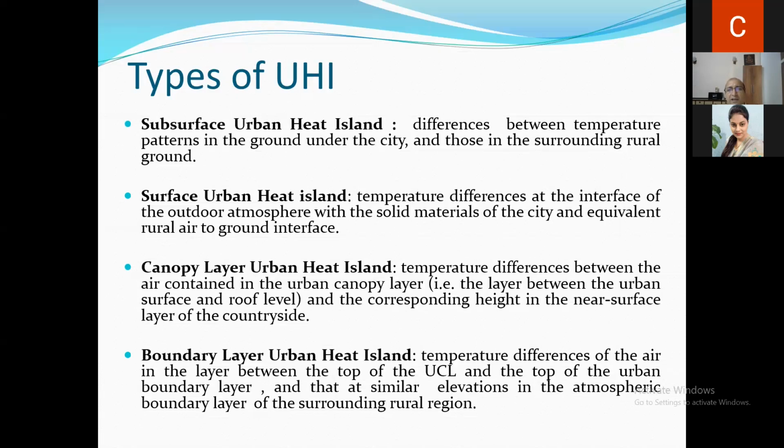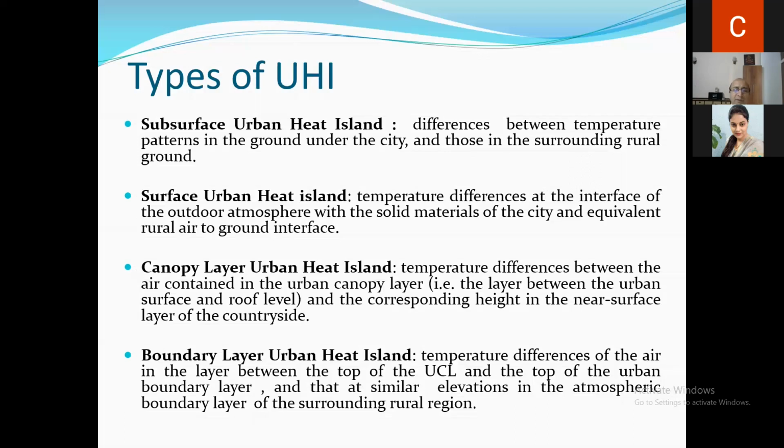Then there is something called the canopy layer urban heat island. This basically refers to the temperature differences between the air contained in the urban canopy layer, that is the layer between the urban surface and the roof level. So there is an average roof level of the buildings that you can talk about in a city, and the corresponding height in the near surface layer of the countryside. What is the canopy? In rural areas, if it is agricultural land, it may be a crop level height, or if it is a forest, it may be a tree level height, or if it is a village, the canopy height may be different. So the roof of the houses within the village.